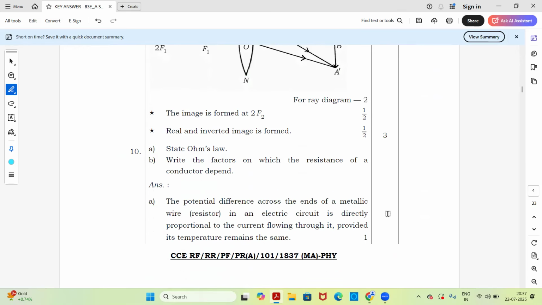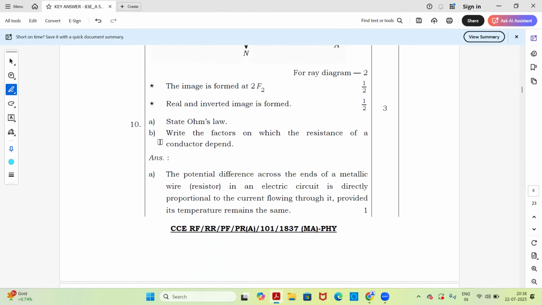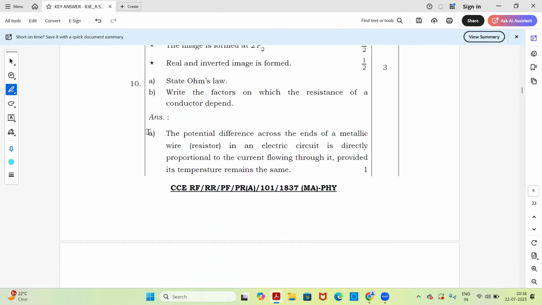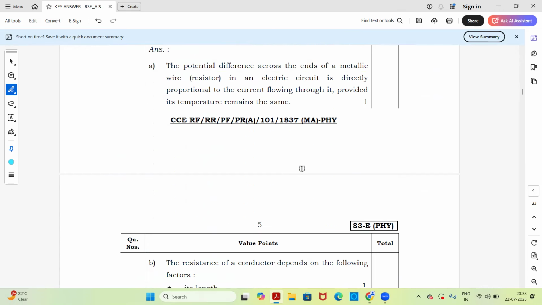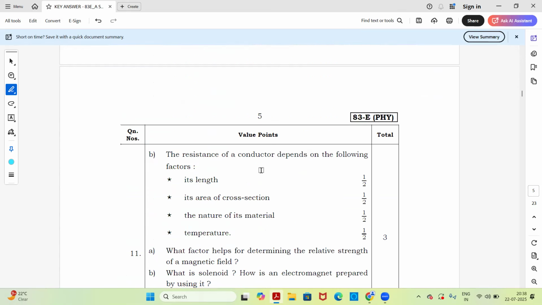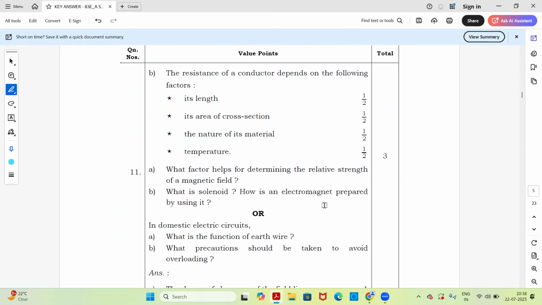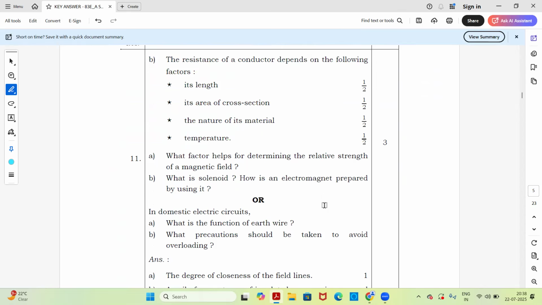Next question, you have two sub questions here. A: State Ohm's law. Question B is write the factors on which the resistance of a conductor depends. So here the answer for Ohm's law is given, it's for 1 mark. And next, the factors on which the resistance of a conductor depends is given here, it's for 2 marks. So totally it becomes a 3 mark question. Okay, fine. So now we move on to the next question.